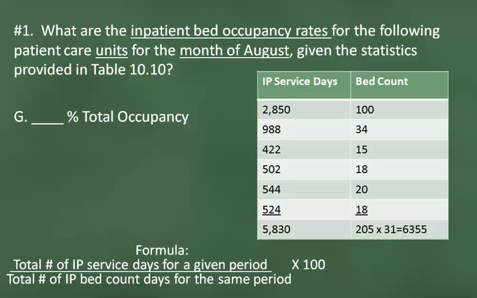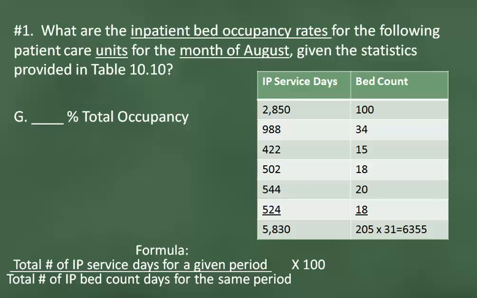Well, really we're being asked for the same thing, for the total inpatient bed occupancy rate for all of the units. So we're going to use the same formula. And again, we need the total number of inpatient service days. So we can take the inpatient service days in that whole column for each unit and add them all up. So really the only thing that's changed so far is that we're not looking at one specific unit, we're looking at all of the units. So we would add those numbers up and come up with a total of 5,830 inpatient service days for all of the units during August.